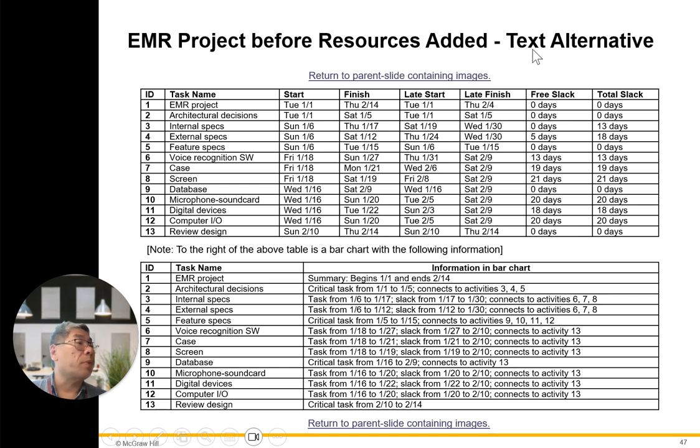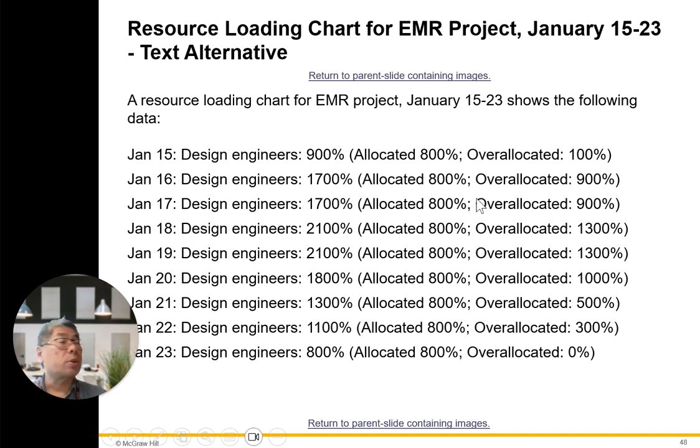In terms of resources added to the task alternative, the task name here, in terms of start and finish time, late start, late finish, free slack, and total slack, it gives you an idea of how much time planning has to be done. Then the resource chart, project 15 to 23rd, is an example of what's going on. In terms of design engineering 1 on the 15th, and then how many percent is allocated.